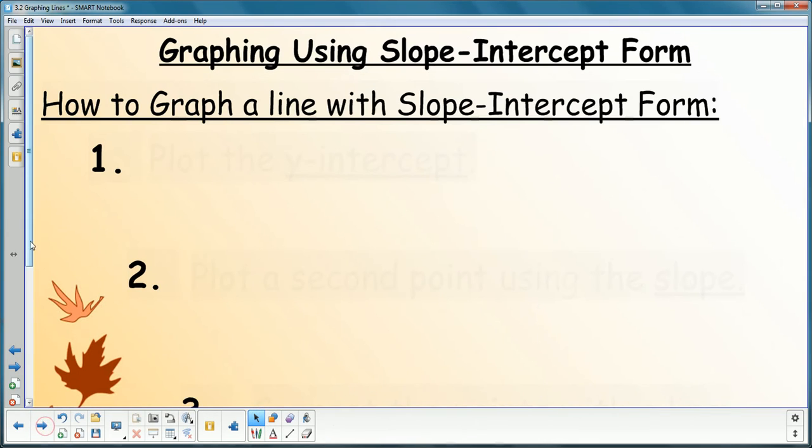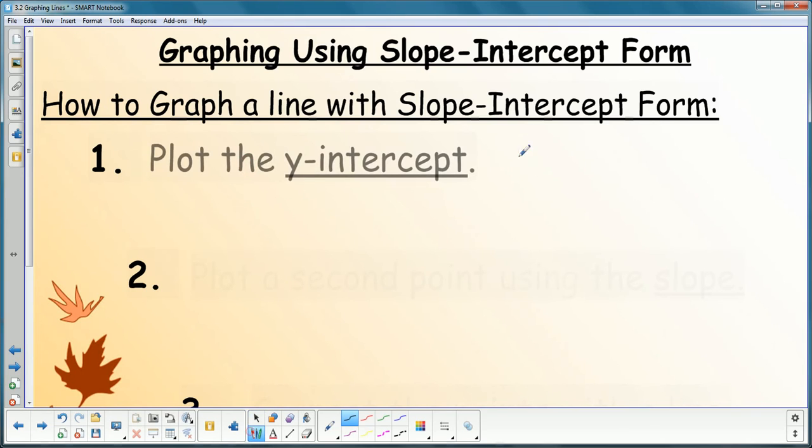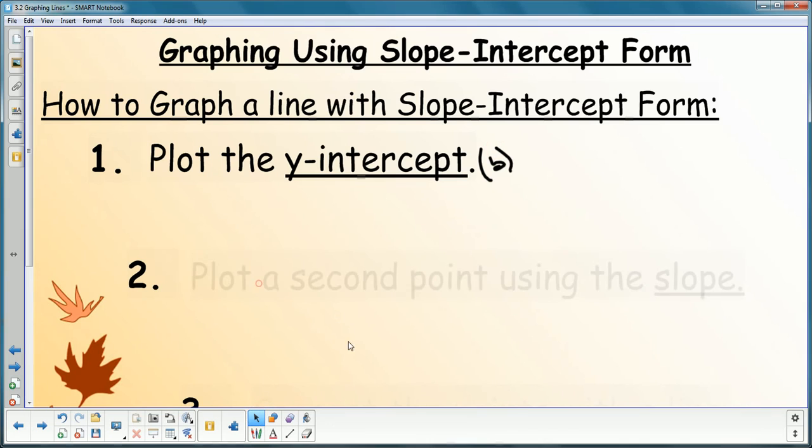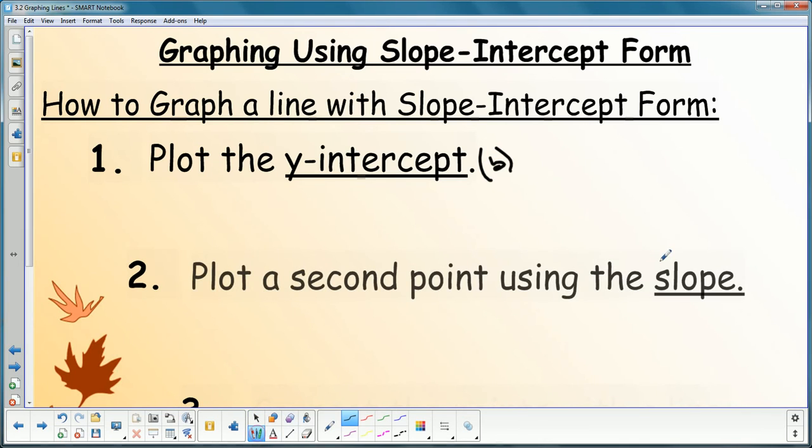Let's do a couple examples, or actually, let's plot them first. You start with your y-intercept. That's your b value. We're going to put that on the y-axis somewhere. And then you use the second point to find your slope, which is your m value. And again, we need that to be as rise over run.